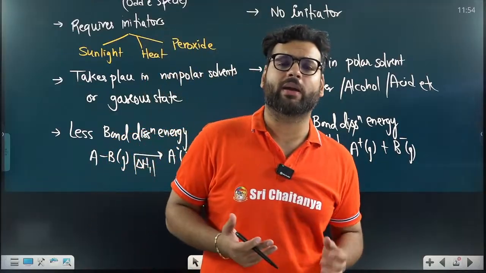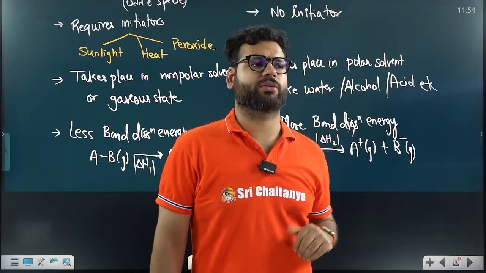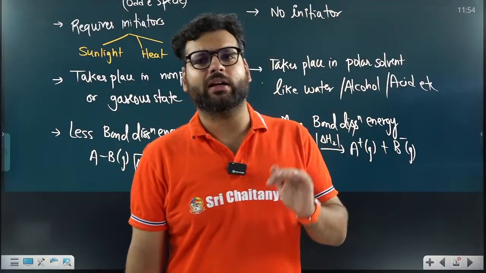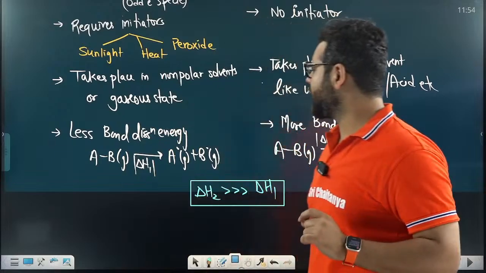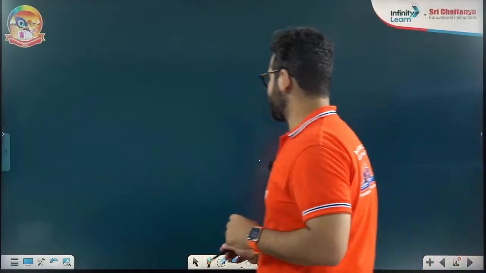Why will the bond break? Bond breakage takes place when an attacker comes. What is the attacker called? The attacker is called the attacking species. So let us talk about attacking species now.